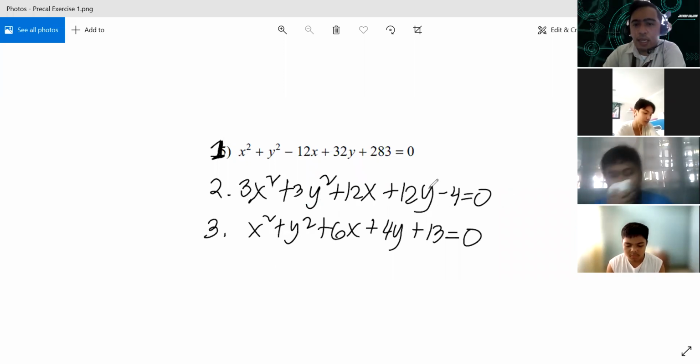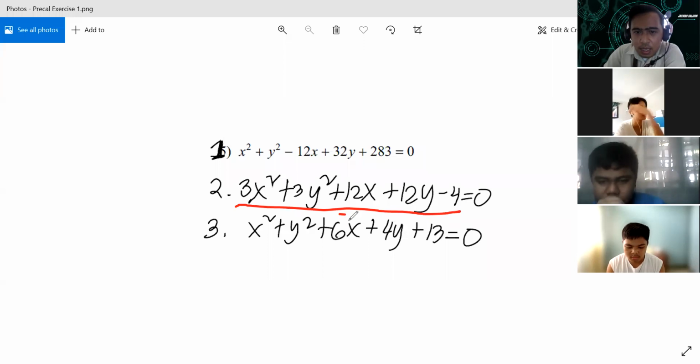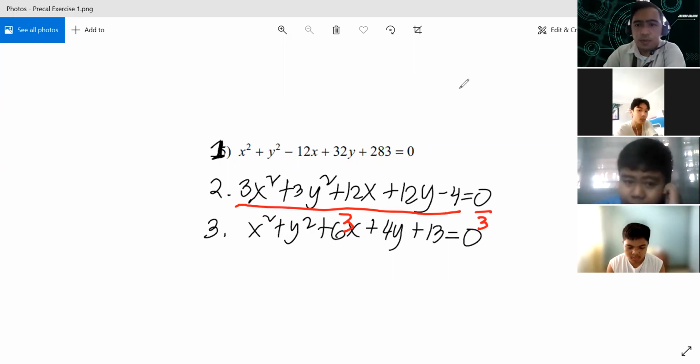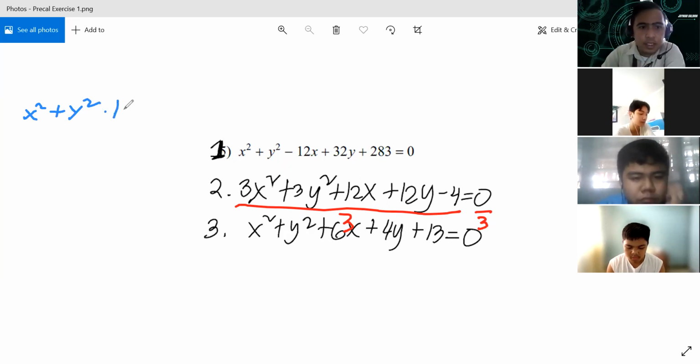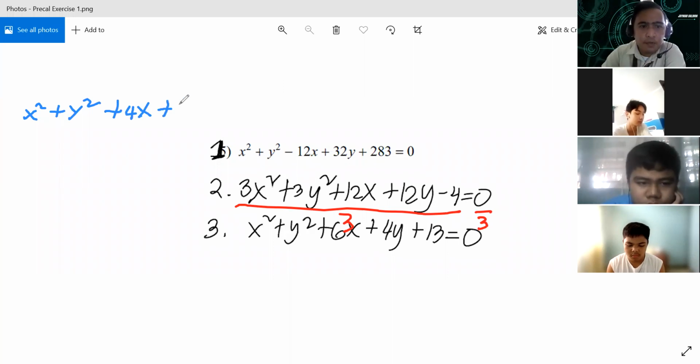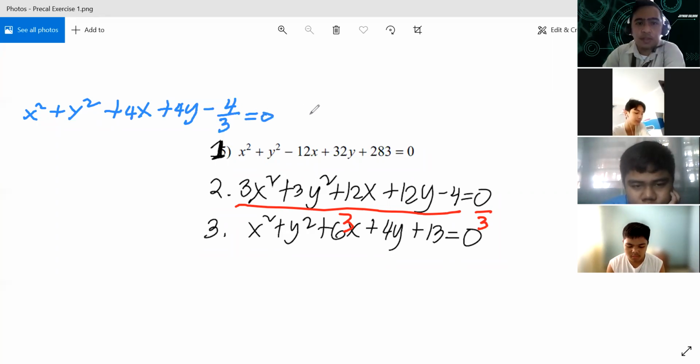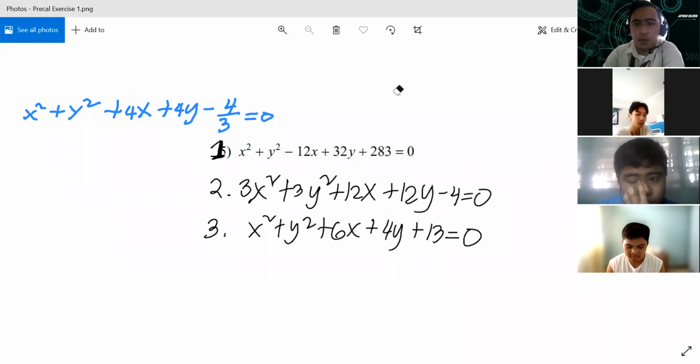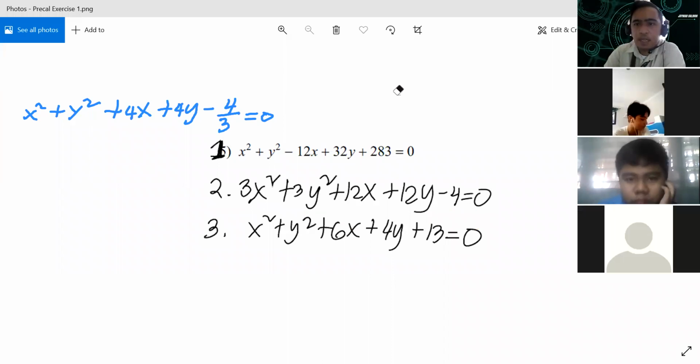So if you divide 3 here, so something like you divide 3 in the left side of your equation, and you divide 3 also here. And if you will do that, it will be now x squared plus y squared plus 4x plus 4y minus 4 over 3 equal to 0. Do you agree with me? Yes, sir. That is the result if you will do that? Okay, I think you agree.